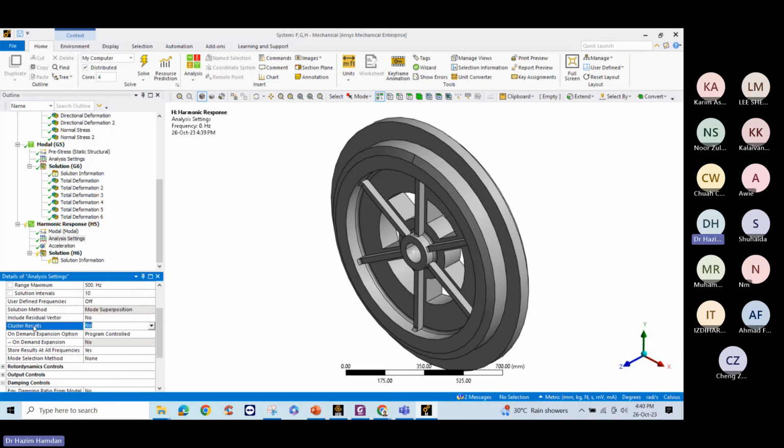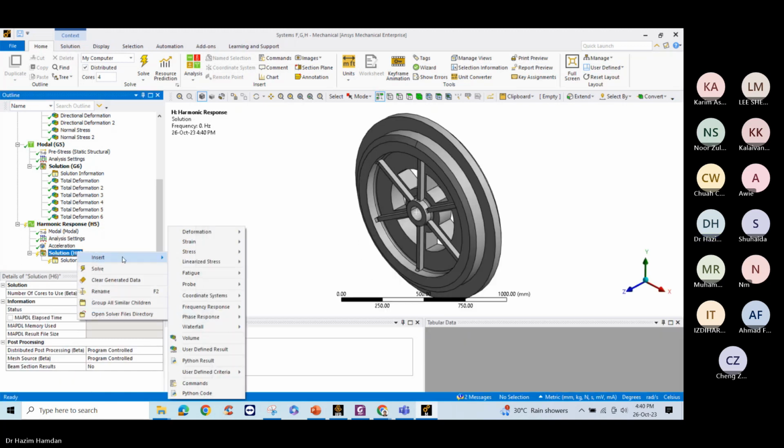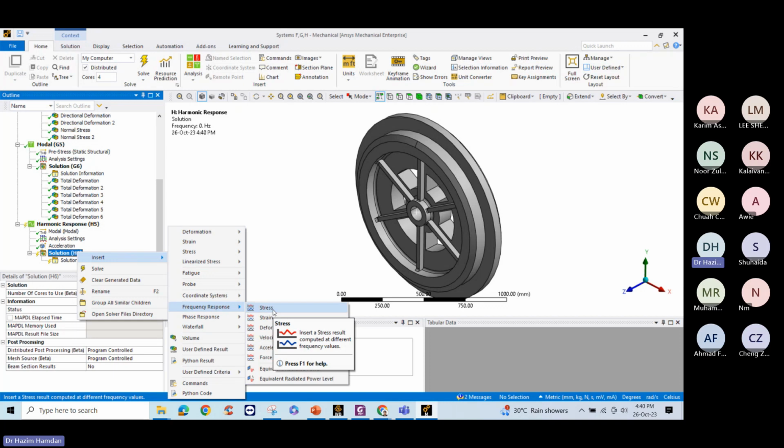Okay, and the last one is a cluster result. So for the cluster result, I set to yes. Okay, and then before we solve the solution, so solve the problem, then we go to frequency response and then find the deformation.